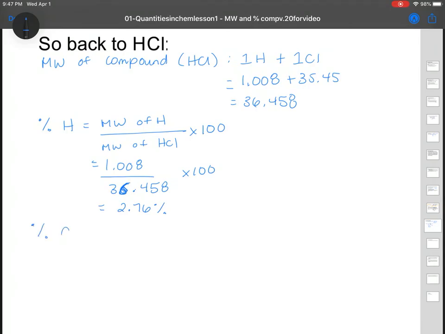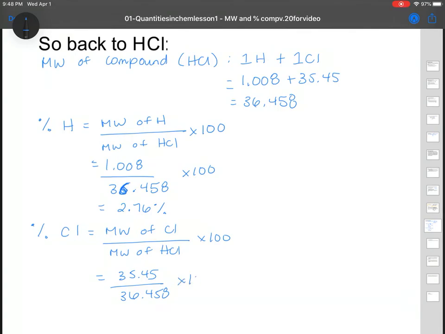.76, which makes sense. It should be a tiny percentage because hydrogen has a tiny mass compared to chlorine. So you can see here, 35.45 out of 36.458. That's much closer to 1. So this percentage should be much higher. Okay, so their total should be 100.